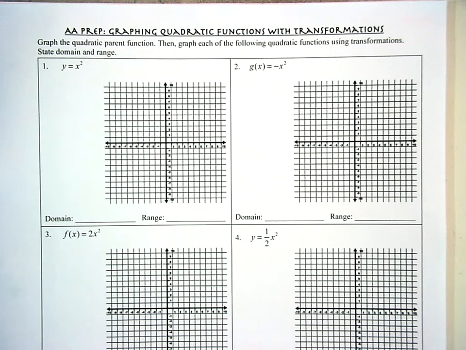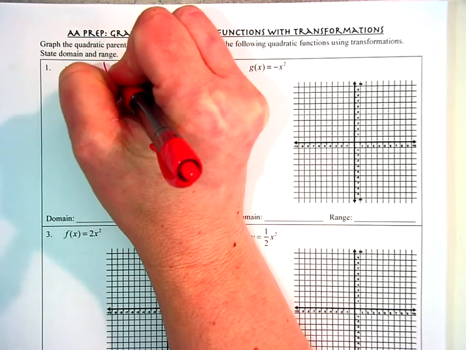All right, right now we're taking on graphing quadratic functions with transformations. So the instructions here are to graph the quadratic parent function, then graph each of the following quadratic functions using transformations. All right, so first up we have y equals x squared. So here we see it's a quadratic parent function. We know what it looks like, right?